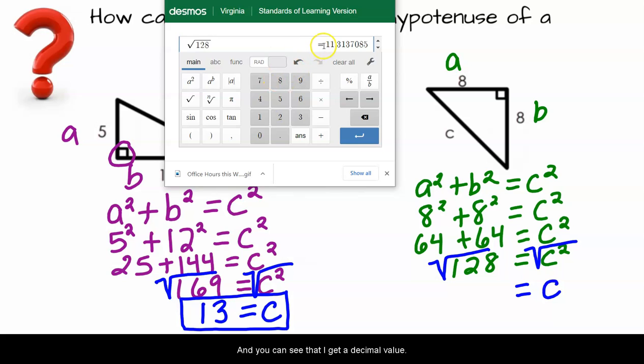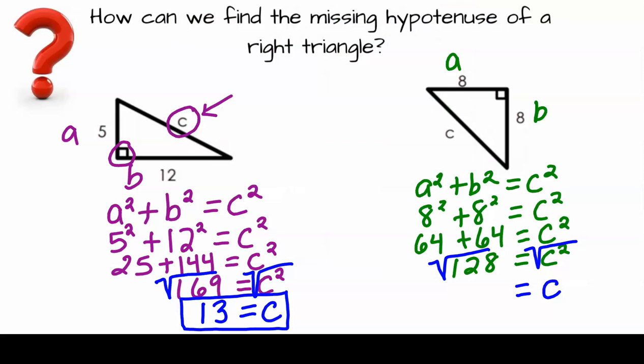And you can see that I get a decimal value of 11.3137. It's irrational, right? Because the square roots of non-perfect squares are irrational. So I'm going to round this to the nearest tenth. The square root of 128 is approximately 11.3 units. So I'm going to put that value here, 11.3.